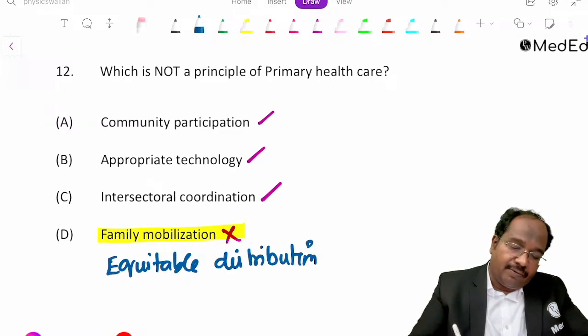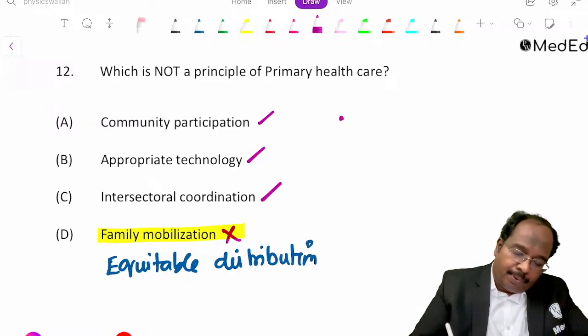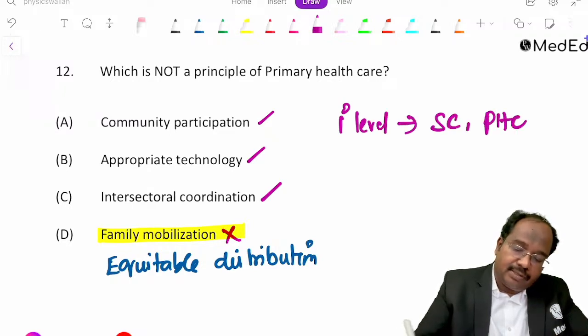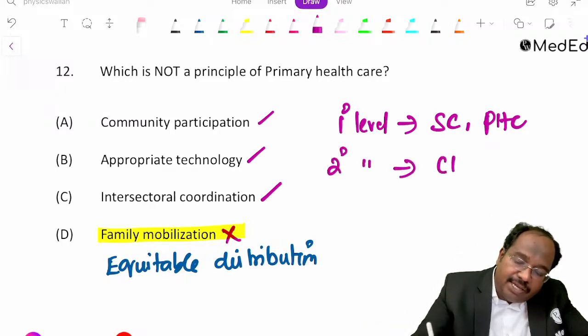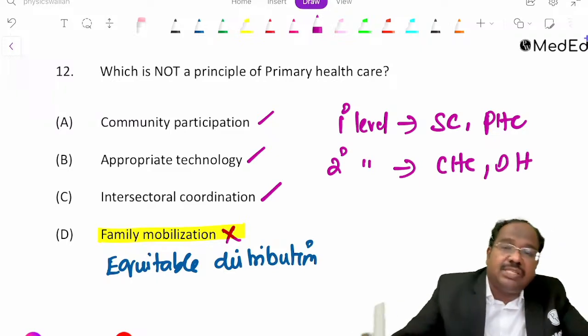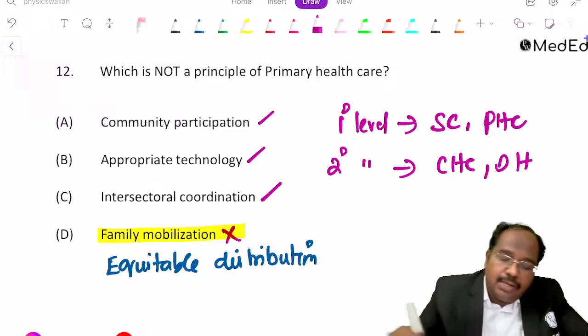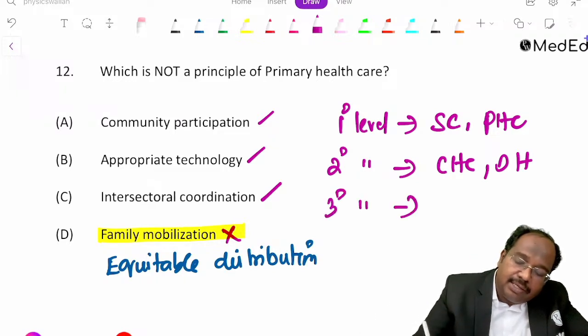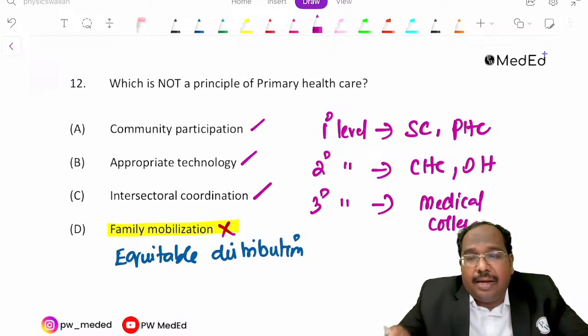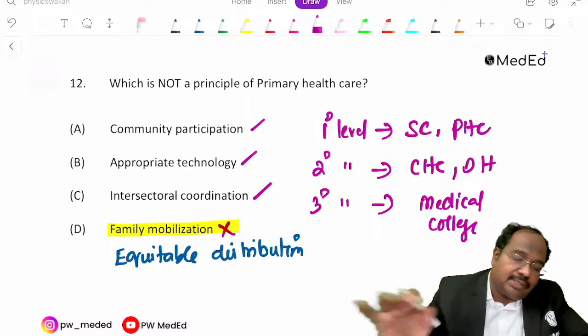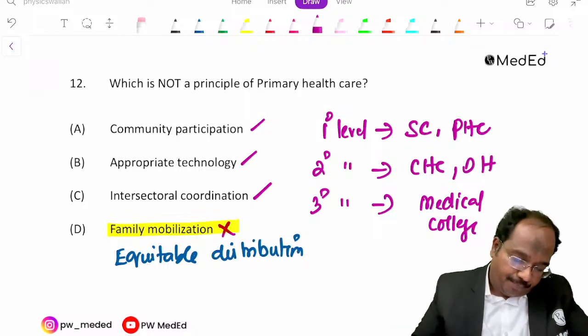So what are the different levels of healthcare? Primary level: we have sub-center and PHC. Secondary level: we have CHC, community health center, and district hospital. DH means district hospitals. And tertiary level of healthcare is medical colleges. So sub-center and PHC are primary level, and community health center is at secondary level of care.